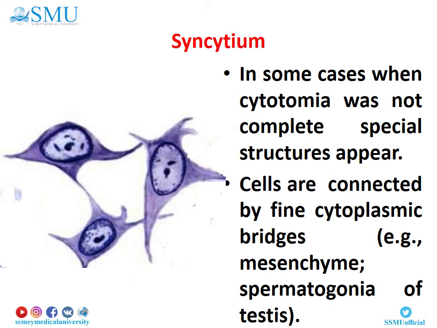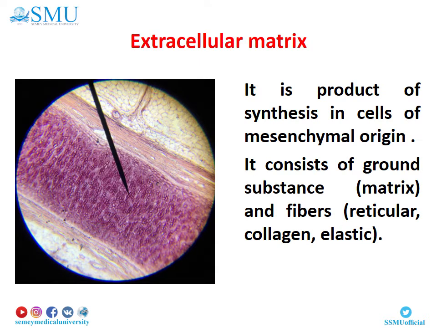Syncytium. In some cases, when cytotomia was not complete, special structures appear. These are syncytium. Cells are connected by fine cytoplasmic bridges. These can be given spermatogonia of testis as example, and mesenchyme of chicken embryo. Extracellular matrix. It is product of synthesis in cells of mesenchymal origin. It consists of ground substance or a matrix and fibers, which can be reticular, collagen, and elastic.